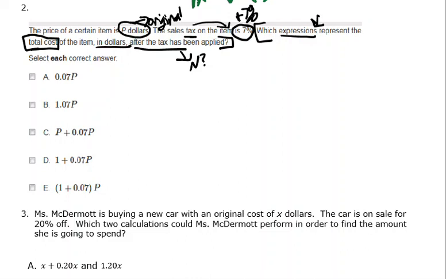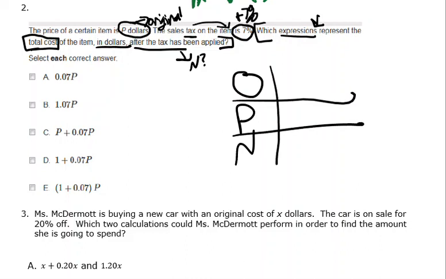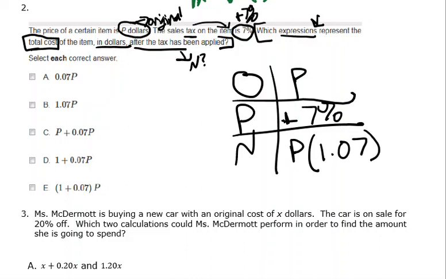All right, so let's make an OPN chart here. Super big OPN chart. Okay, so my original is P, and my percent increase is 7%. And so my new is going to be P times 1.07. That's one way that it could be. Let's go over here and see which ones of these will give us the correct answer.